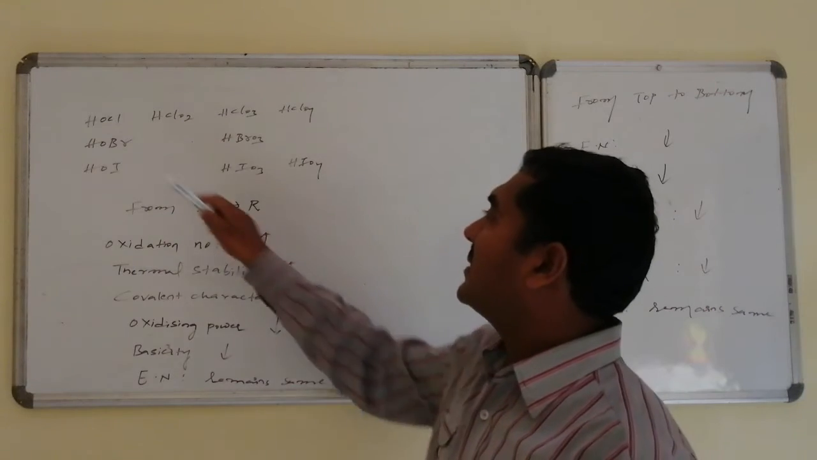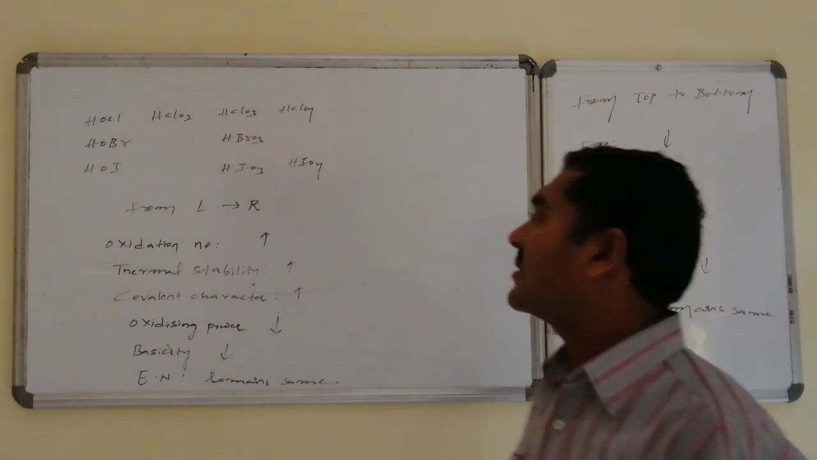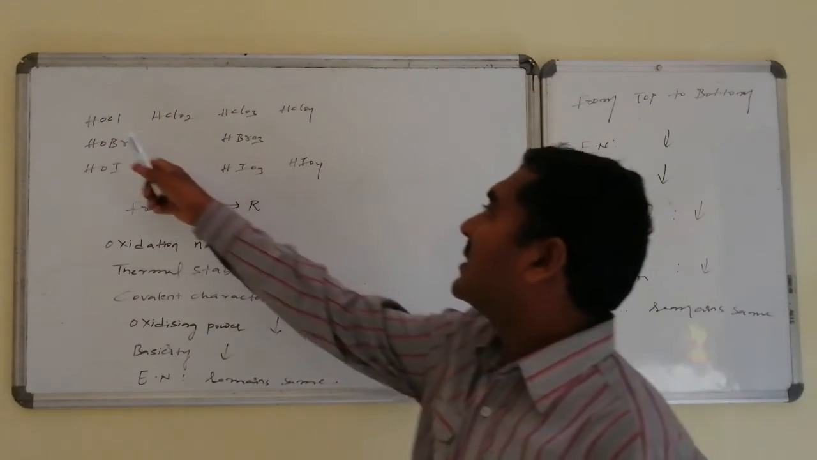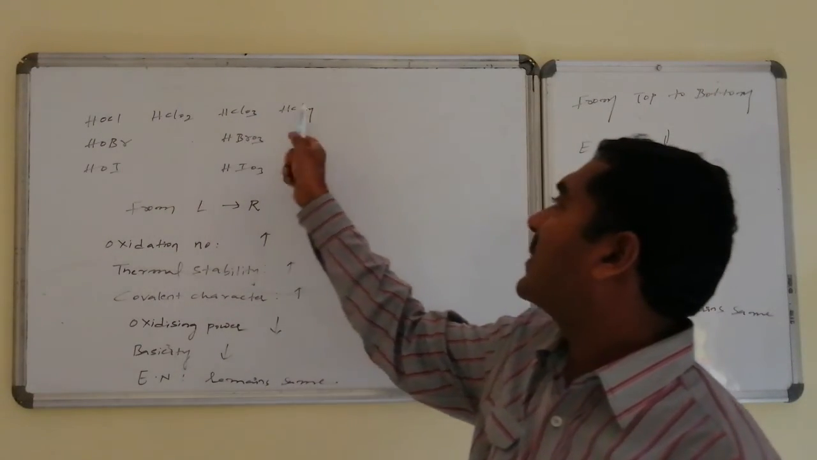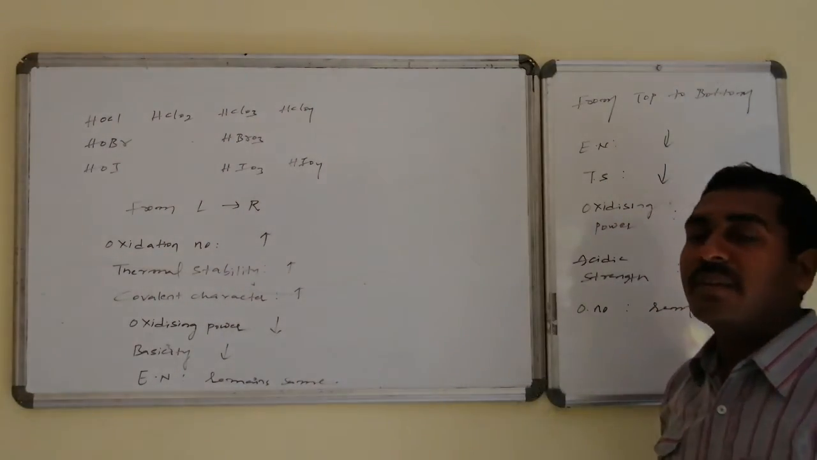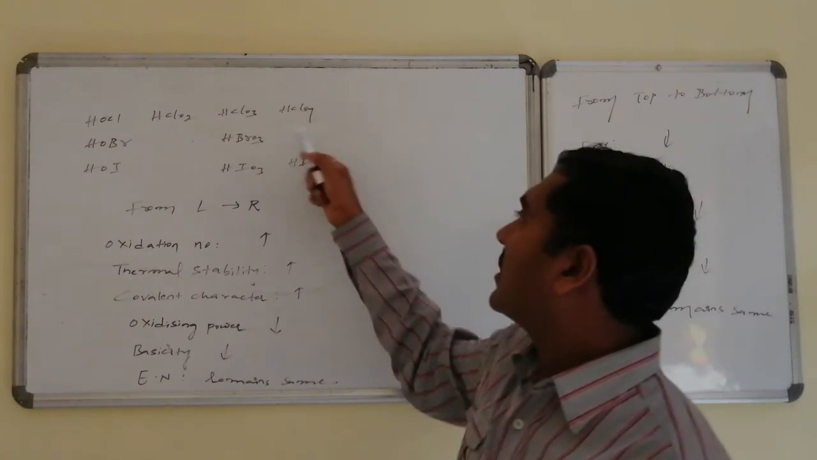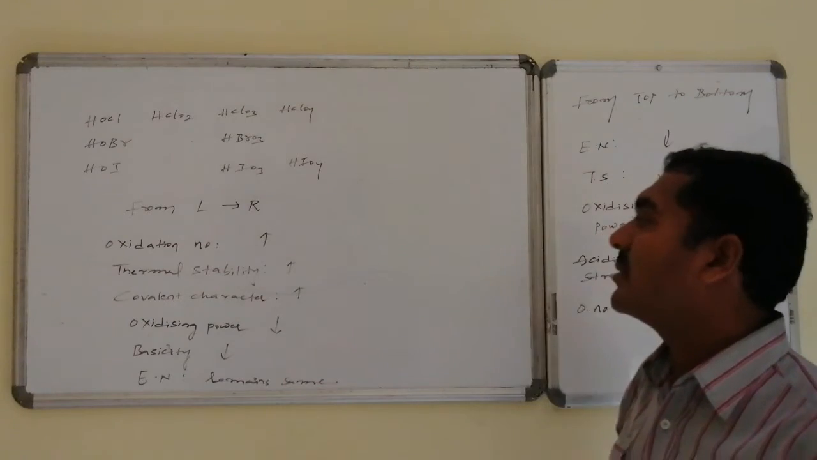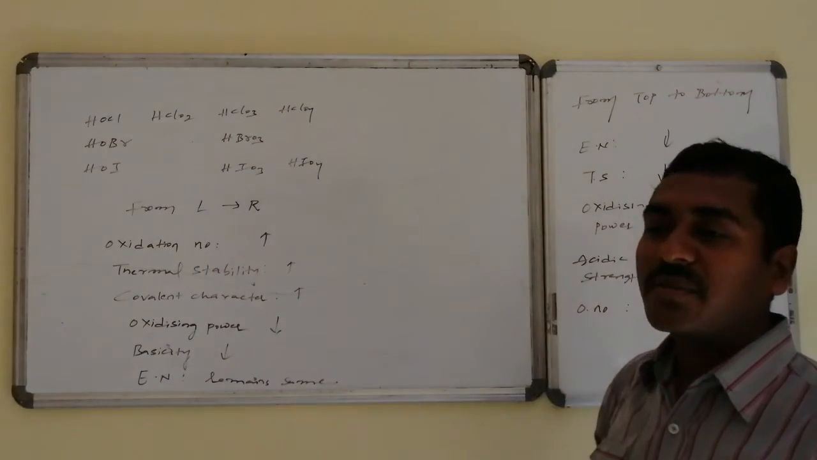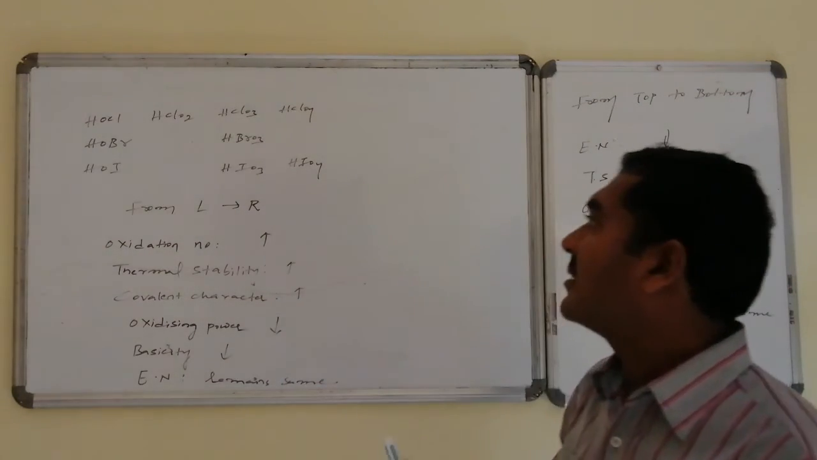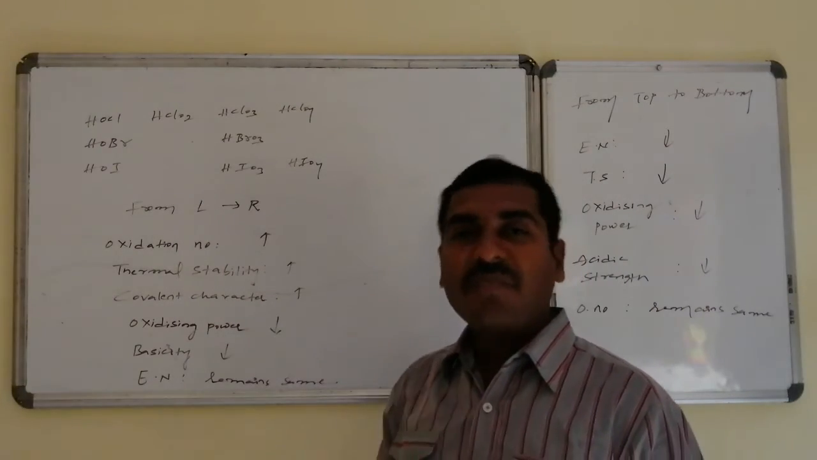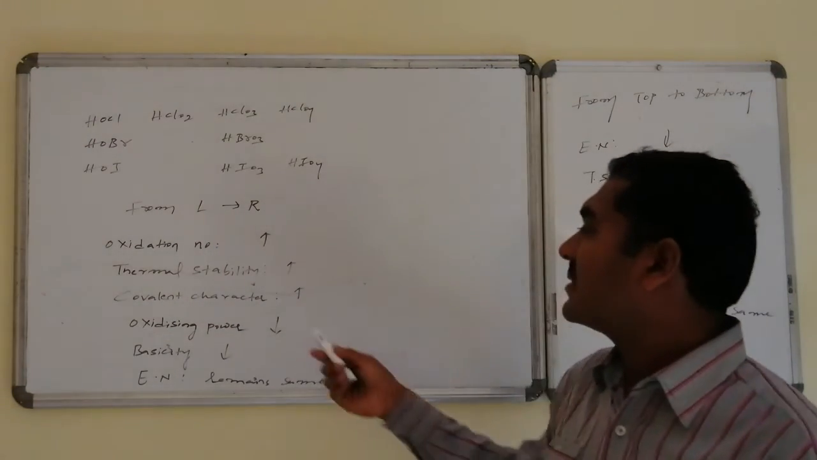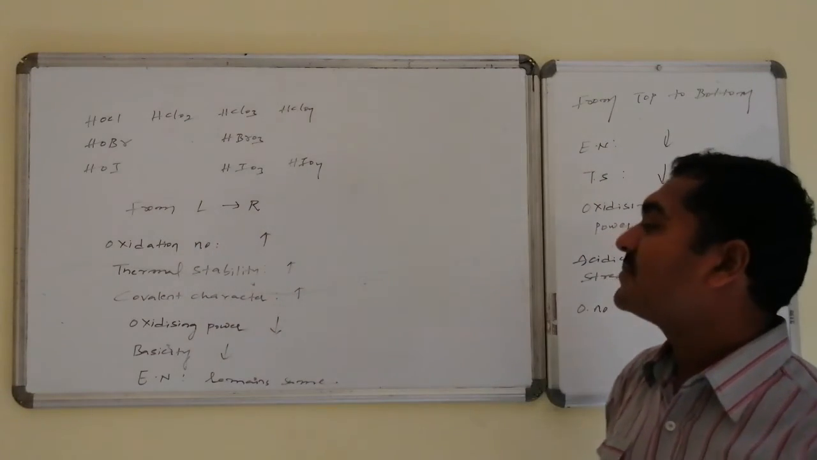From left to right, the oxidation number goes on increasing: +1, +3, +5, +7. Thermal stability also increases, because the bonding tends toward a perfect double bond. Covalent character also goes on increasing, because a double bond has more covalent character than a single bond.